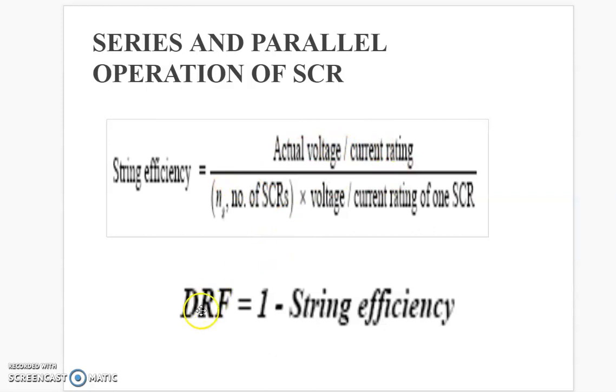Next is the derating factor. The derating factor is also one of the most important keywords in series and parallel operation. The derating factor is nothing but 1 minus string efficiency. The higher the derating factor, the higher the reliability of the SCR. Yes, you heard correctly. If the derating factor is very high, then the string efficiency will be low, but the reliability of the SCR will increase.